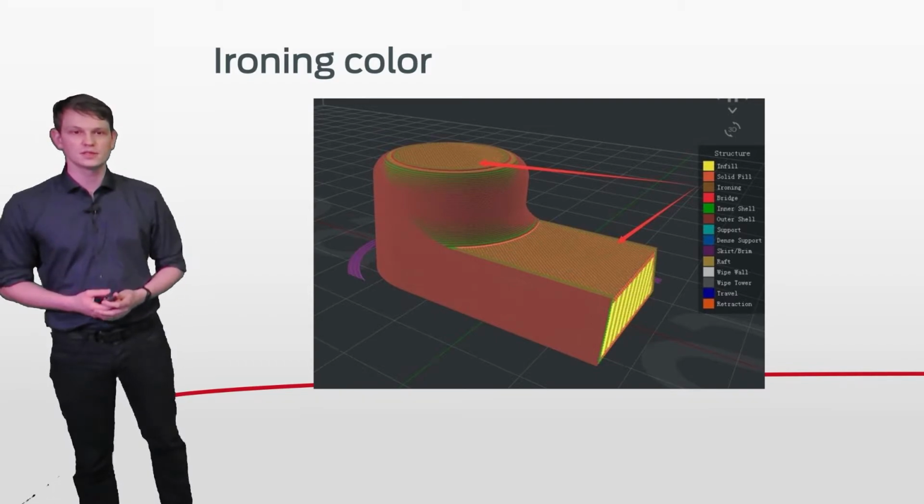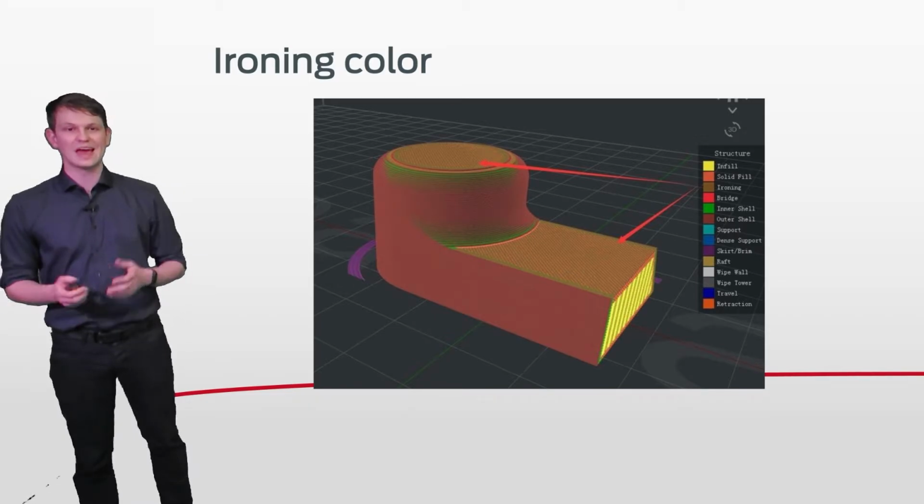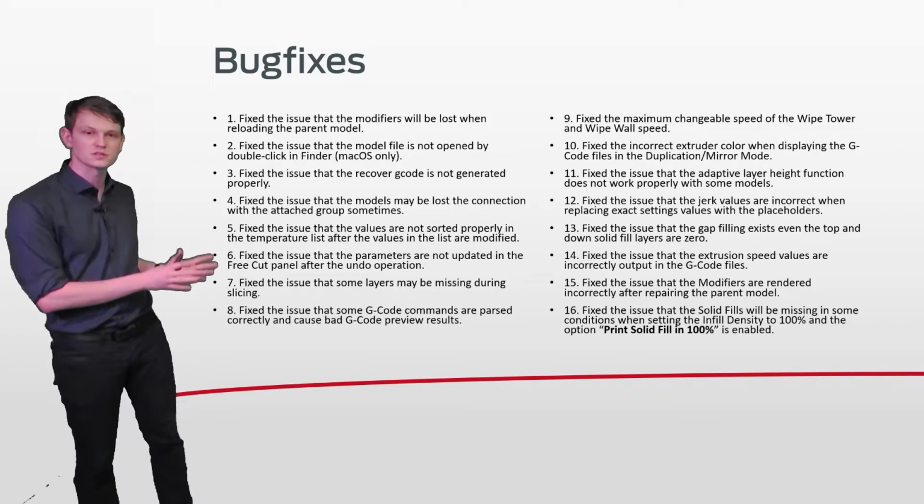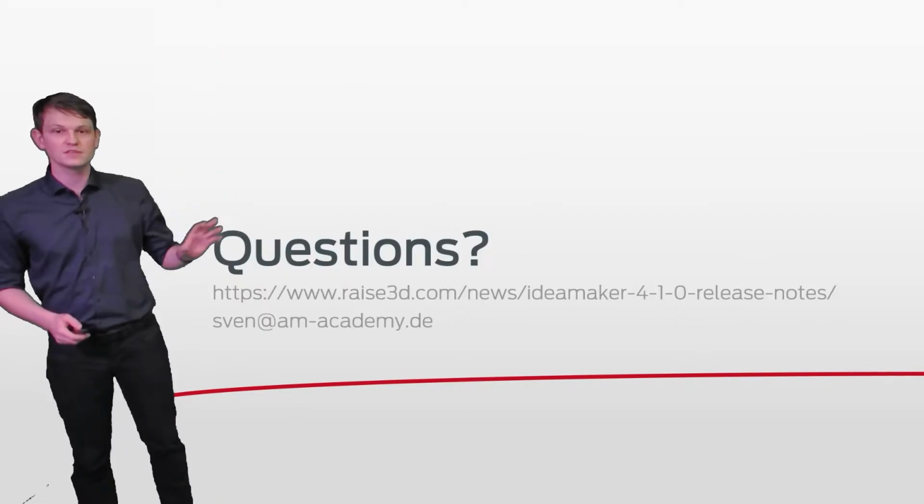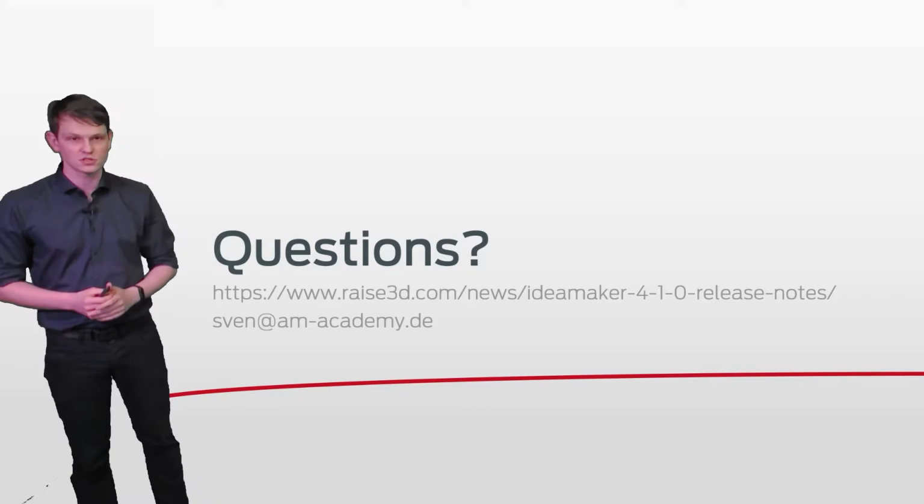Last but not least, there have been a number of G-code modifications to account for the new belt printer support and a longer list of bug fixes. For more details on these, please visit the ideaMaker release notes page.